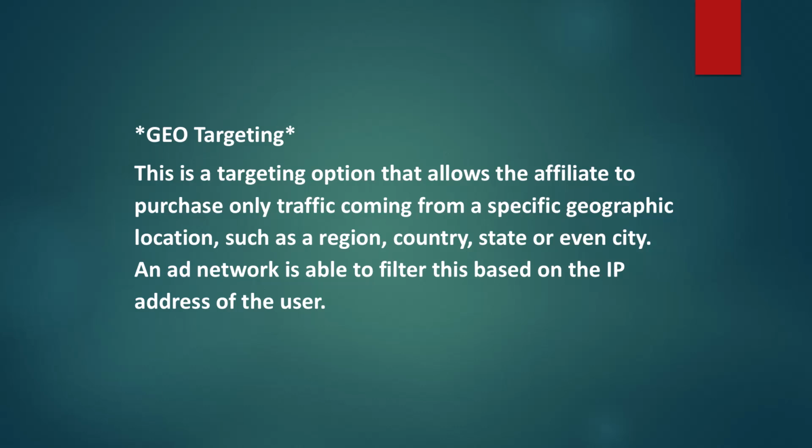Geo-targeting. This is a targeting option that allows the affiliate to purchase only traffic coming from a specific geographic location, such as a region, country, state, or even city. An ad network is able to filter this based on the IP address of the user.